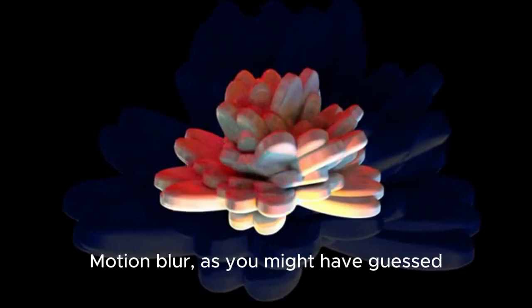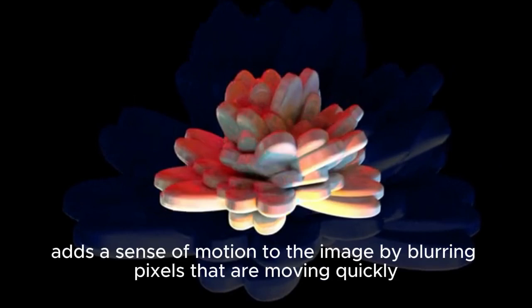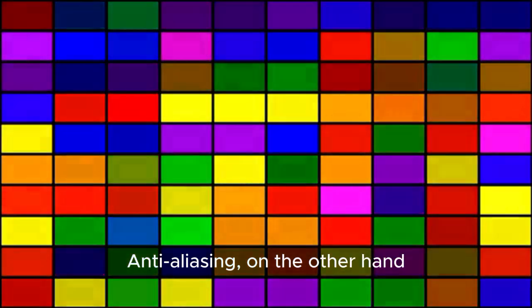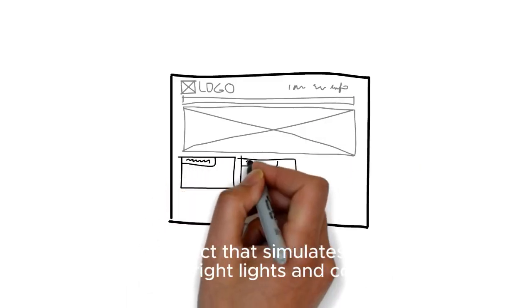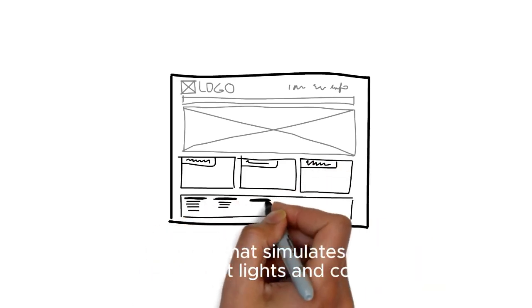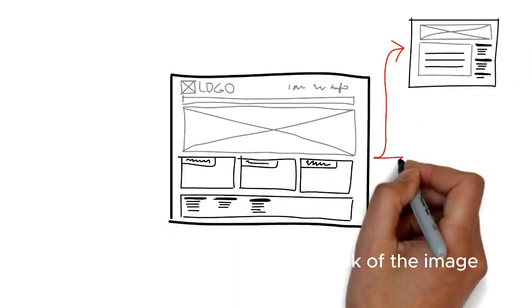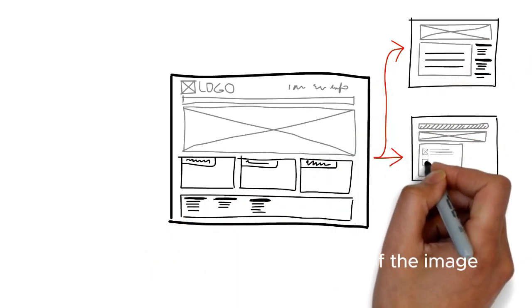Motion blur, as you might have guessed, adds a sense of motion to the image by blurring pixels that are moving quickly. Anti-aliasing, on the other hand, is used to smooth out jagged edges in the image. Bloom is an effect that simulates the distortion caused by bright lights, and color grading is used to enhance the overall look of the image.